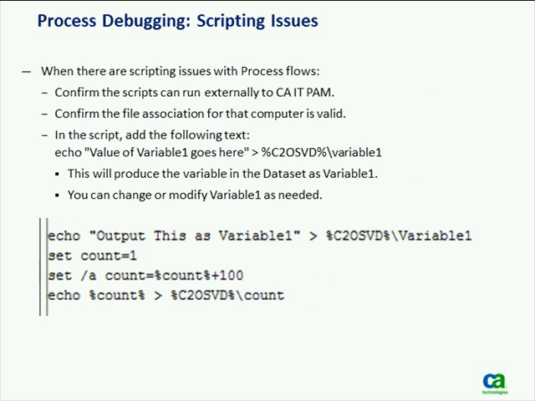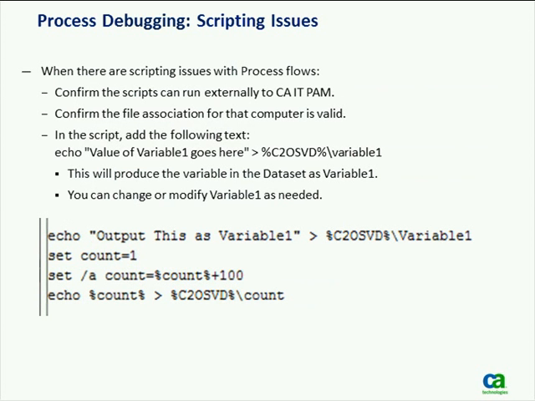Now let's forget the other problem and go to scripting issues. Okay, what can you do? When there are scripting issues with process flows, confirm that the script can run externally to CI/ITSM. Okay, this is obvious. If it does not run externally, it will not run within a process. Confirm that the file association for that computer is there, that you can open the file on that computer, and that you have the necessary application installed to open it.